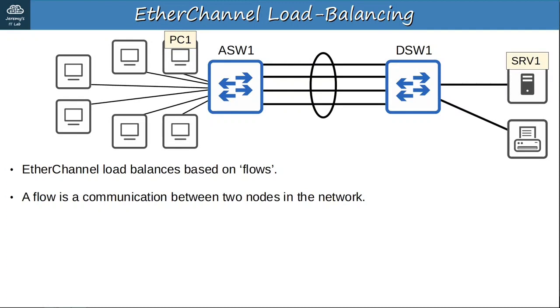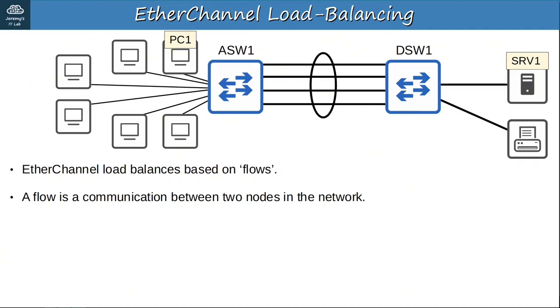By the way, you usually won't see a server or a printer connected directly to a distribution layer switch. These are also end hosts, which you should connect to the access layer switches. Just to simplify this network diagram, I'll leave it like this though.